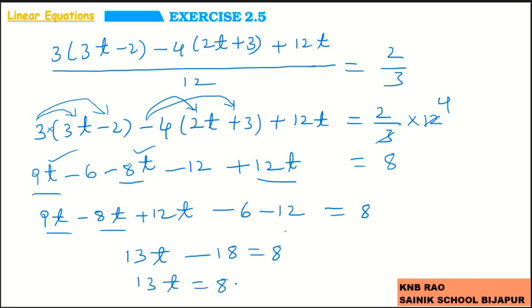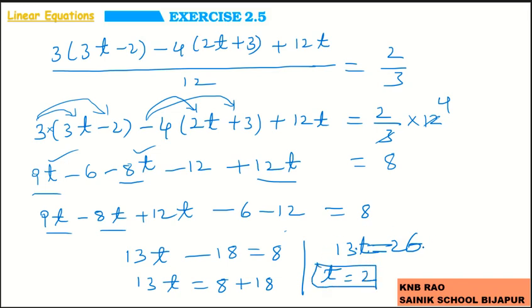If it comes this side, it becomes plus 18. So, 13t equals 26. Let me write here t. So, t equals 2 is the solution, because here 13 is dividing, if it goes that side, it does division. So, t equals 2 is the solution. So, that is how we solve this.